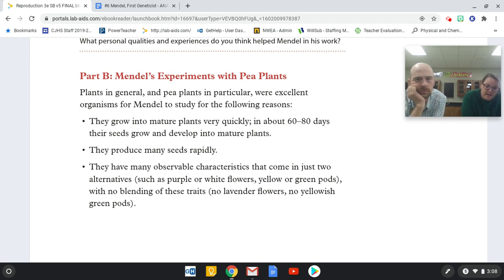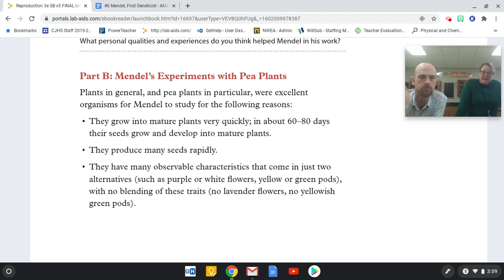Plants in general and pea plants in particular were excellent organisms for Mendel to study for the following reasons, and there are three. First, they grow into mature plants very quickly. In about 60 to 80 days, their seeds grow and develop into mature plants. Two, they produce many seeds rapidly, or offspring. The seeds are just the offspring.